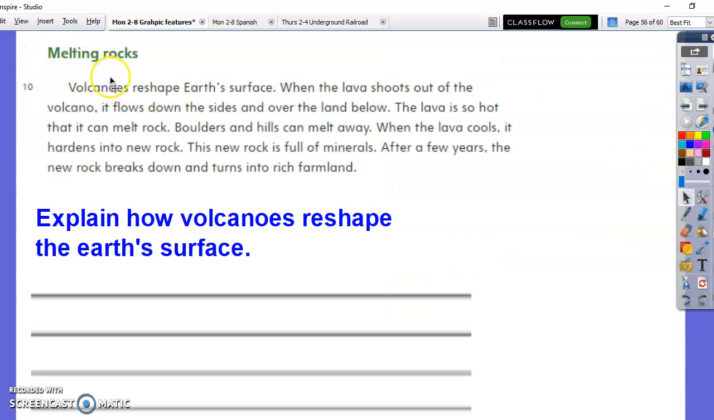Melting rocks. Volcanoes reshape Earth's surface. When the lava shoots out of the volcano, it flows down the sides and over the land below. The lava is so hot that it can melt rock. Boulders and hills can melt away. When the lava cools, it hardens into new rock. This new rock is full of minerals. After a few years, the new rock breaks down and turns into rich farmland. Explain how volcanoes reshape the Earth's surface.